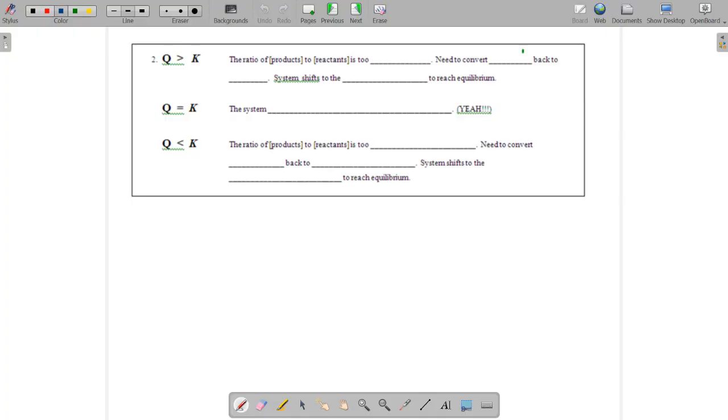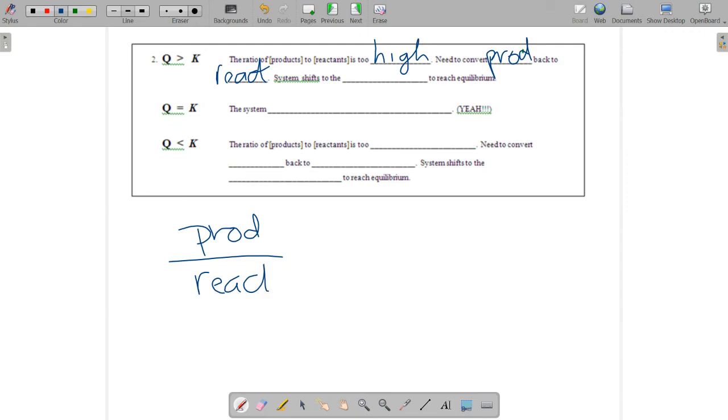If Q is greater than K, then the ratio of products to reactants is too high. And we need to convert products back to reactants. And remember, it's products over reactants equals K. If our Q is too big, that means we have too many products, and we need to shift it back to the left in order to get more reactants and get to our K. So the system will shift to the left to reach equilibrium.